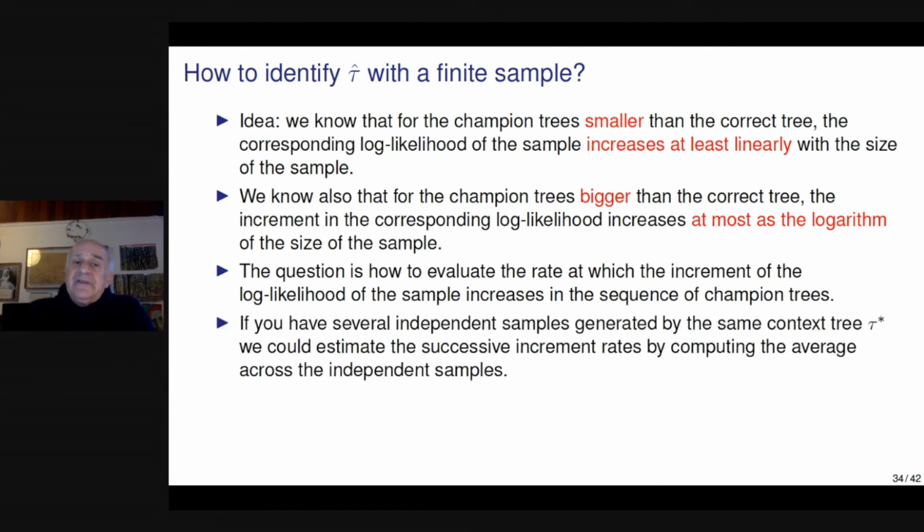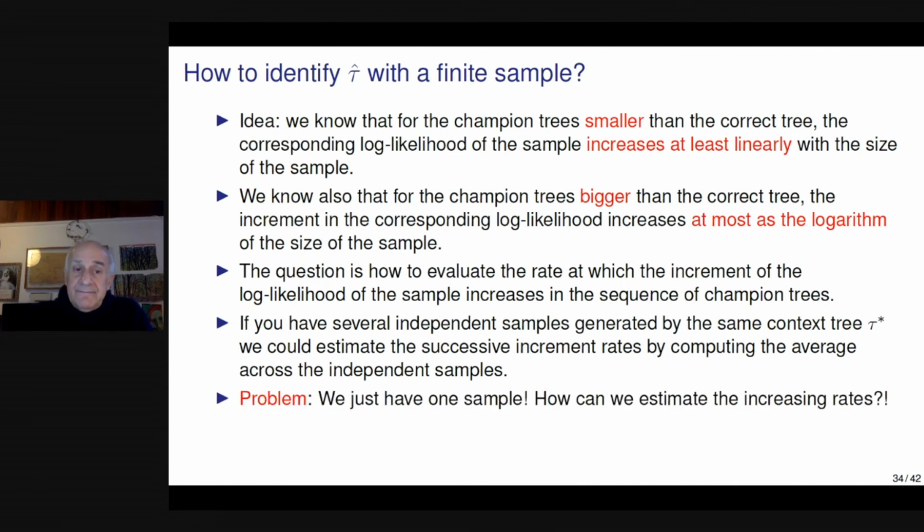If you have several independent samples generated by the same context tree tau hat, we could estimate the successive increment rates by computing the average across the independent samples, but we don't have this. We just have one sample. How can we estimate the increasing rates? Use a bootstrap procedure.